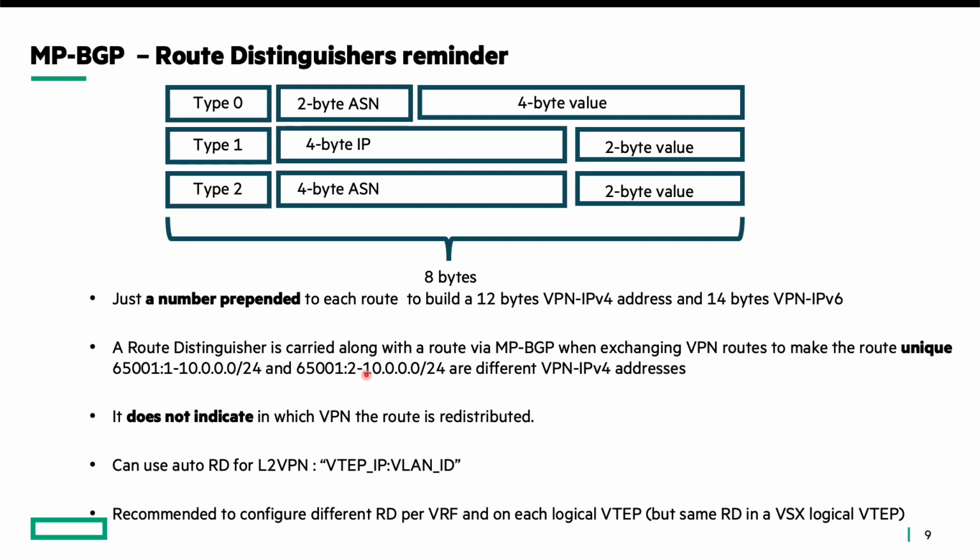It is recommended on networks to use a different RD per VRF, and on each logical VTEP. So let's say we have a VSX pair for a VTEP, we will use the same route distinguisher here. It's useful to differentiate RD per VRF also for troubleshooting, to quickly isolate where this prefix is coming from.